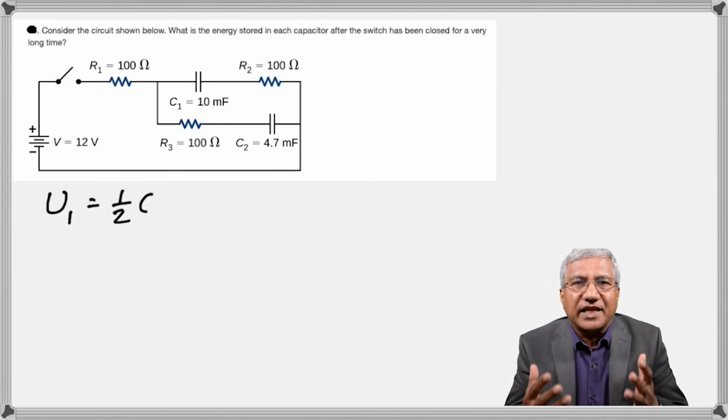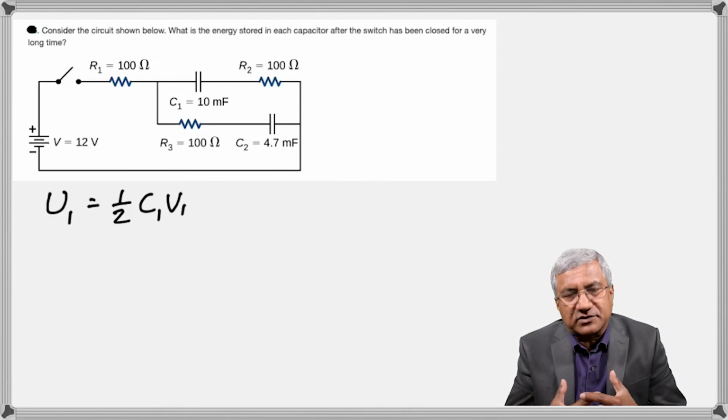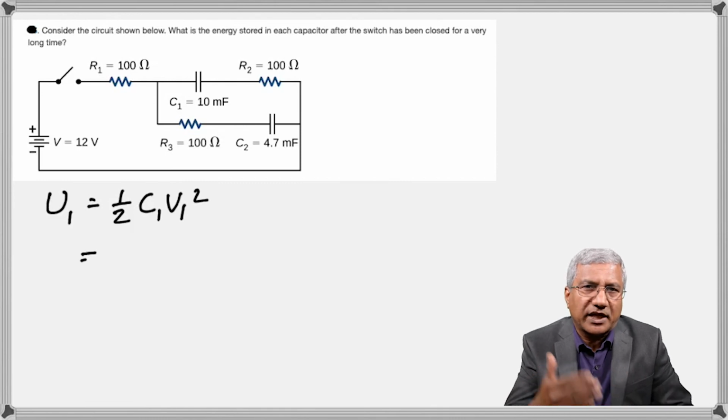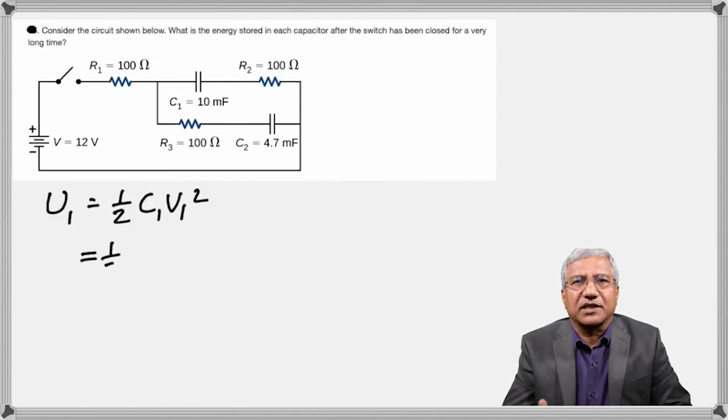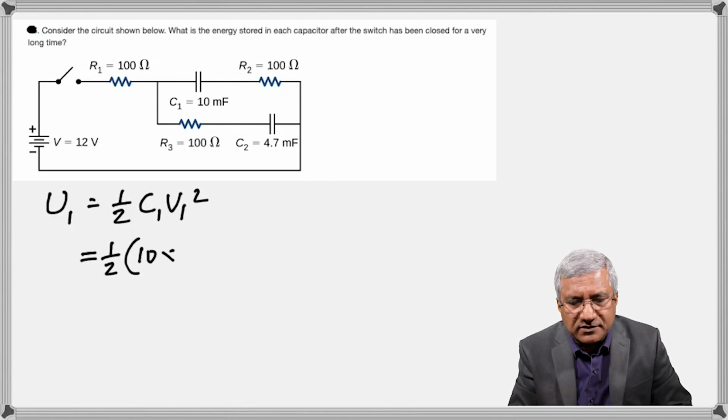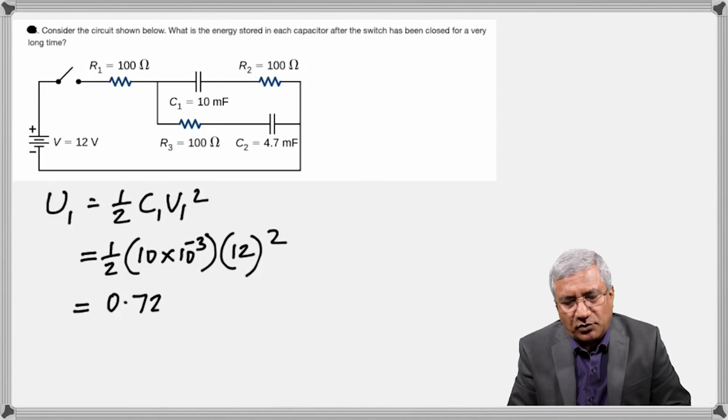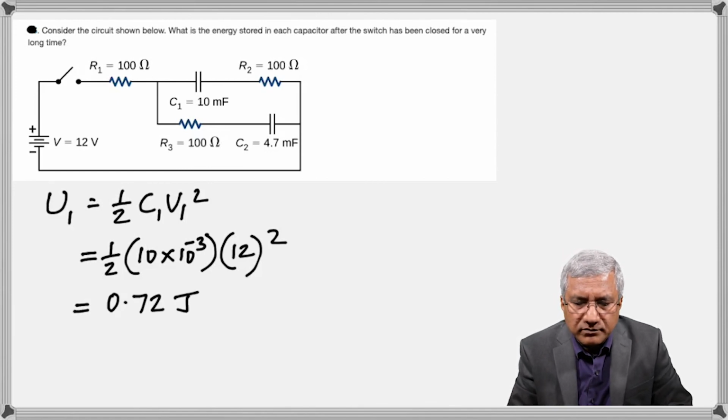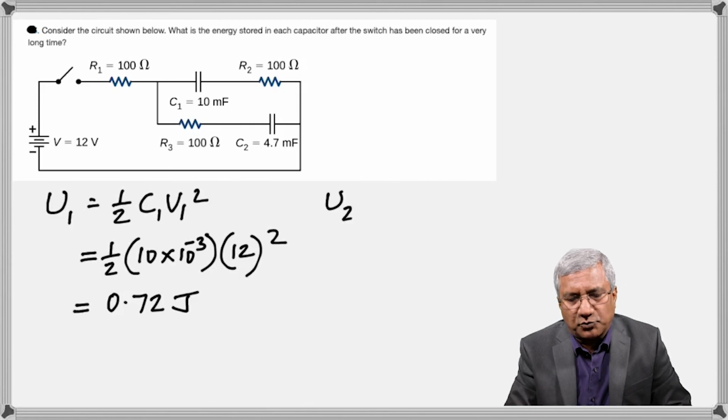We're asked to find the energy. Energy of a capacitor can be calculated using 1/2 times the capacitance times the square of the voltage. The first capacitance is what? 10 millifarads. Milli is 10 to the negative 3. And the voltage across it would be 12 volt. And so you get 0.72 joules.